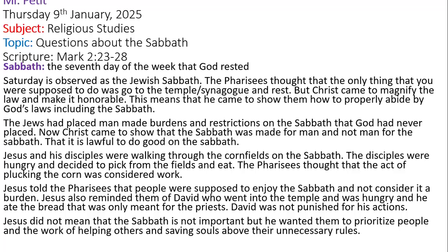Jesus and his disciples were walking through the cornfields on the Sabbath. The disciples were hungry and decided to pick from the fields and eat. The Pharisees thought that the act of plucking the corn was considered work.